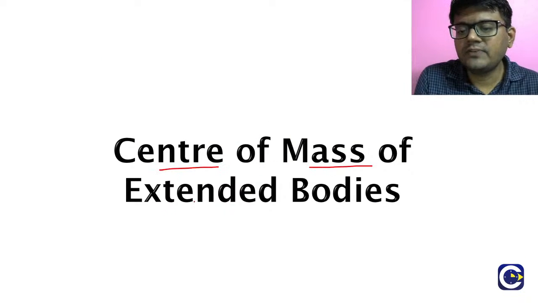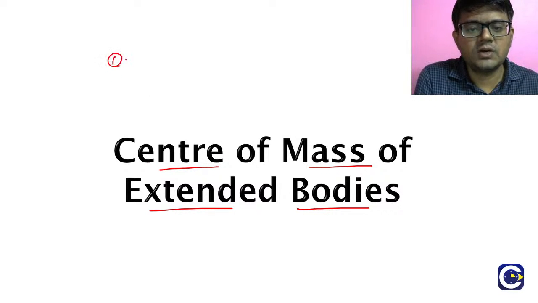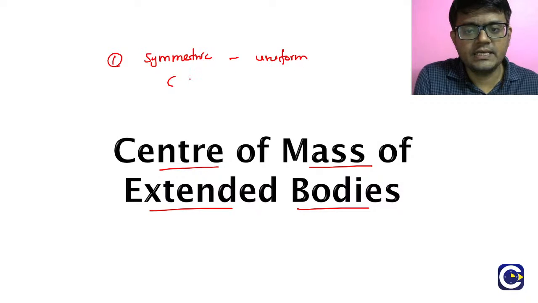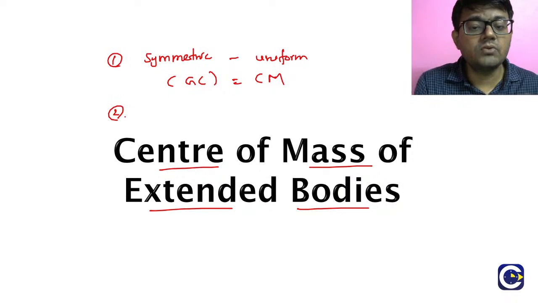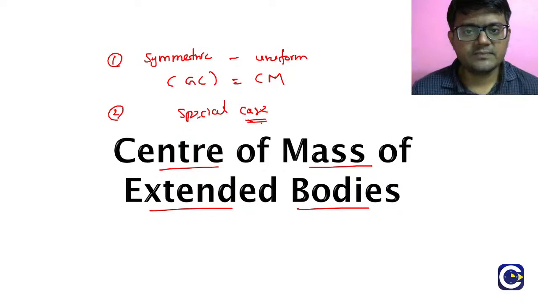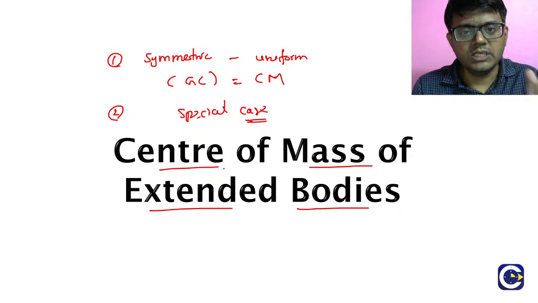So we are currently in the center of mass of extended bodies. In extended bodies, we have seen many examples. First thing is what? For symmetric bodies with uniform mass distribution, again, the geometric center will be the center of mass. Then we have looked at some special cases, like a half disc and a semicircular ring, and the right circular cone and such special cases.